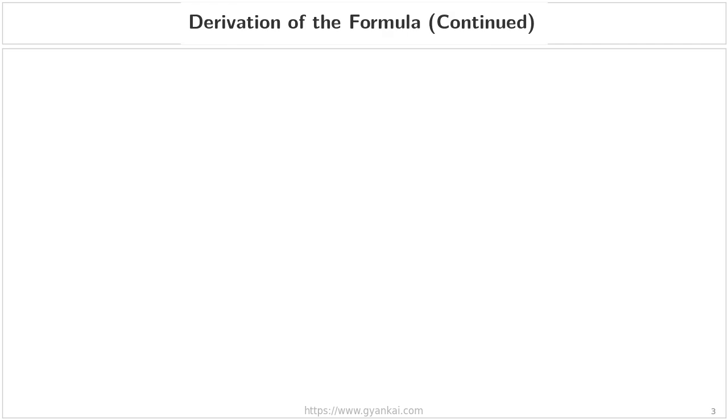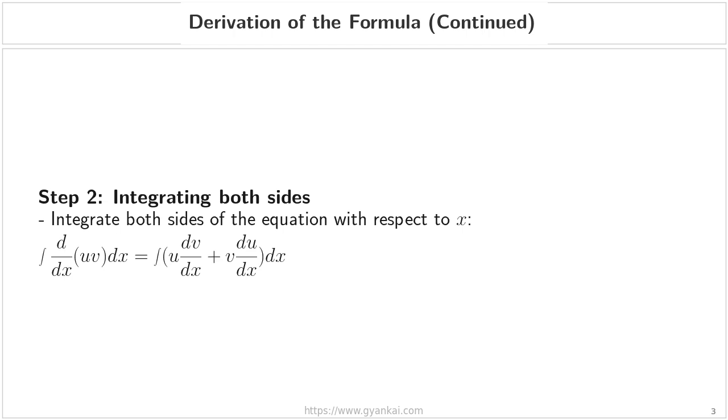Derivation of the formula continued. Now, in this step, we're going to integrate both sides of the equation we derived from the product rule. The equation we had was the derivative of u times v with respect to x equals u times the derivative of v with respect to x plus v times the derivative of u with respect to x. So, we're going to apply the integral symbol, which looks like a stretched out s, to both sides of that equation with respect to x.